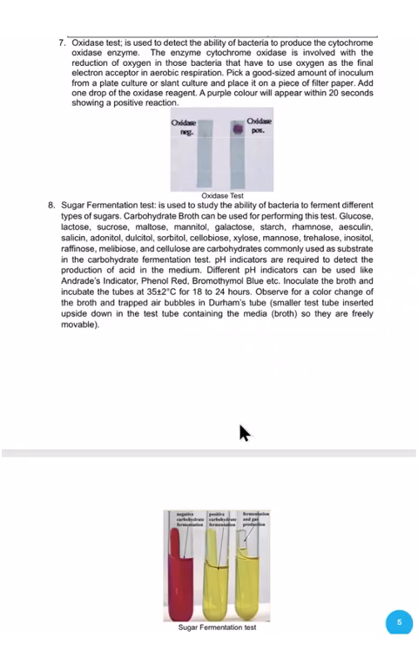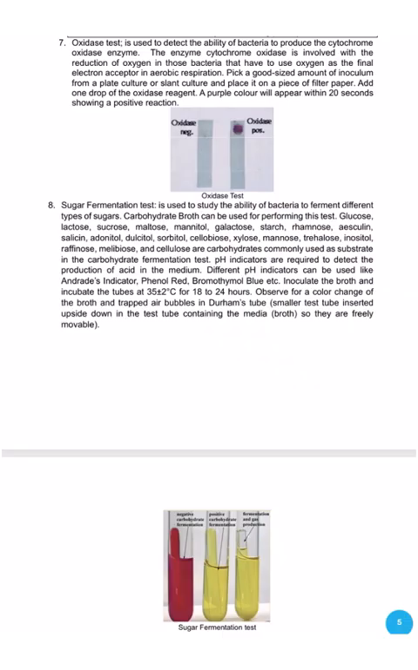The eighth type of biochemical test is what we call the sugar fermentation test. And this is actually used if you want to detect whether the bacteria has the ability to ferment sugars in general, regardless of whether it is glucose, sucrose, or cellulose, complex sugars, and so on.